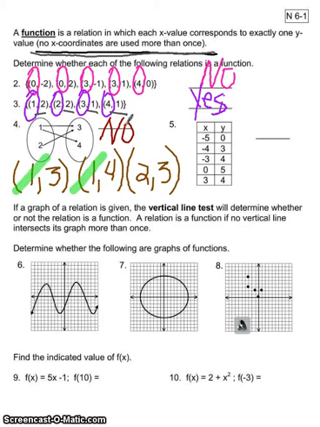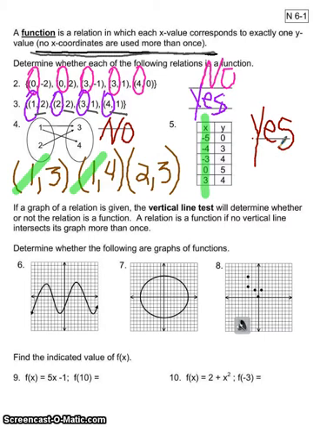Now let's go look at number 5. So on number 5, I'm again going to look at my x values. Did any of those repeat? That would be negative. So yes, this is a function because none of those repeated.